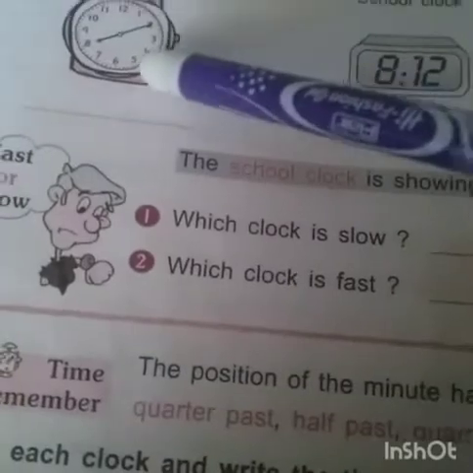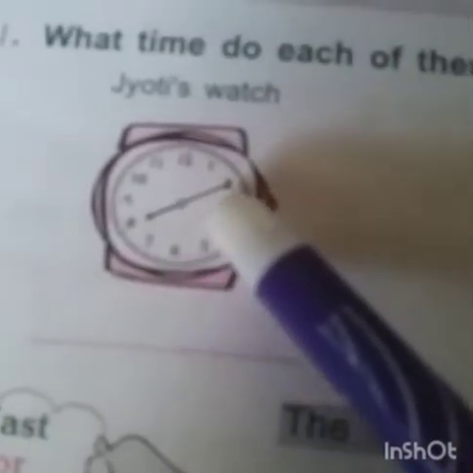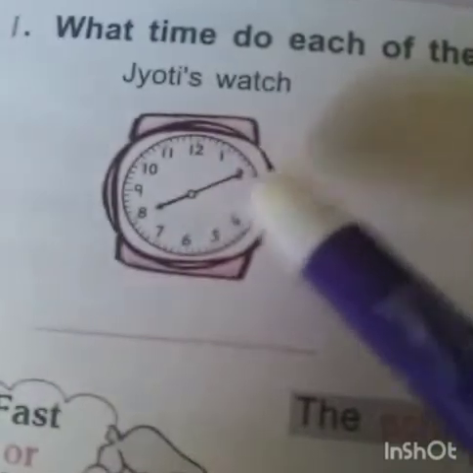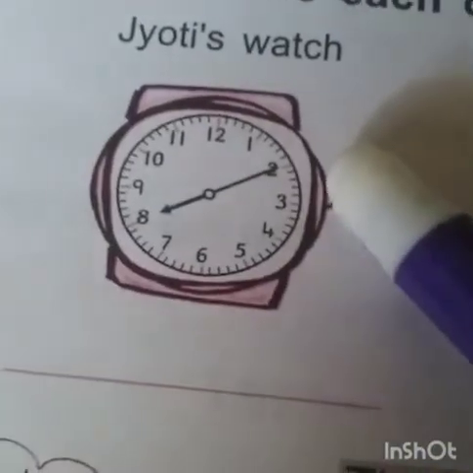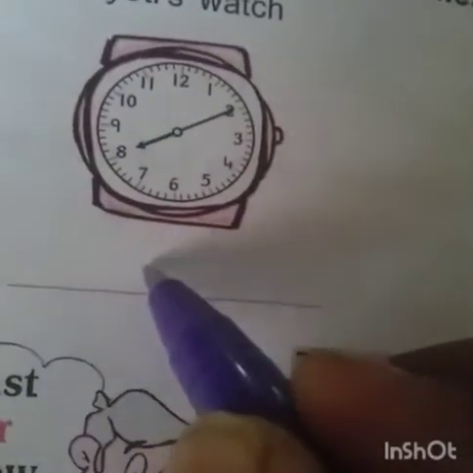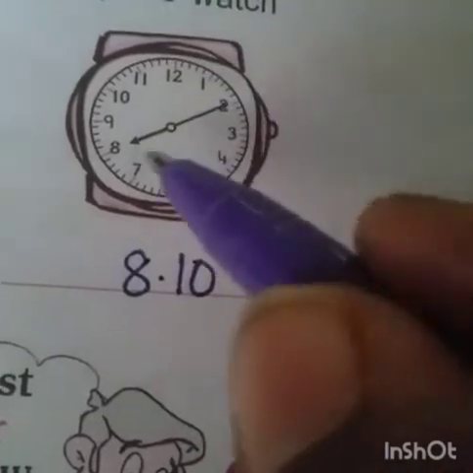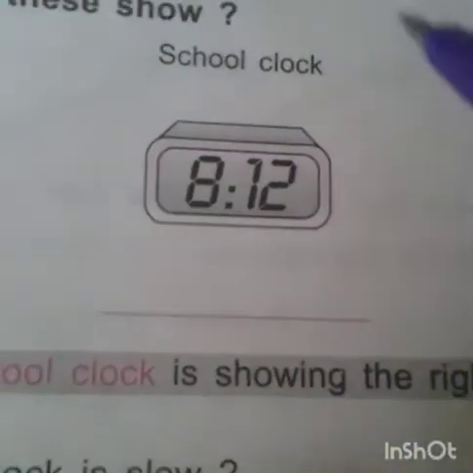Here, what time is there? 8 is on the hour hand, 2 is on the minute hand. So now the time is 8:10. Here the time is 8:10. 2 fives are 10, no? That's why 8:10.